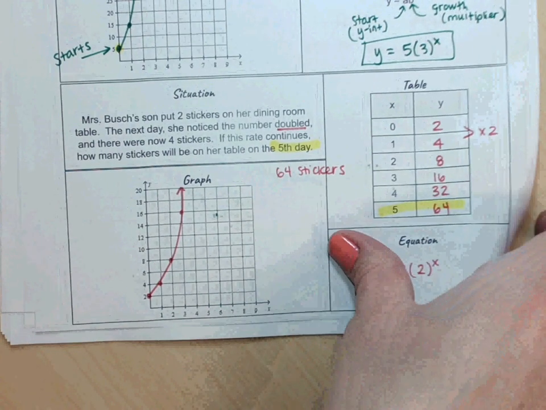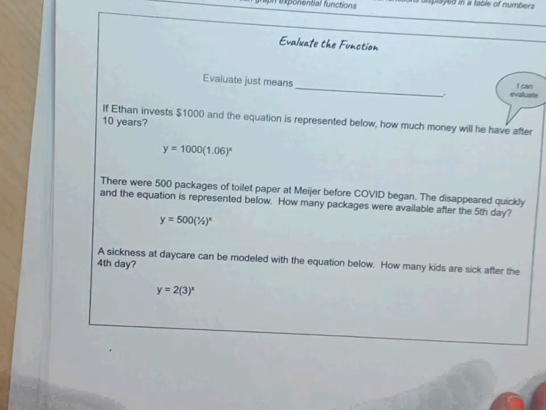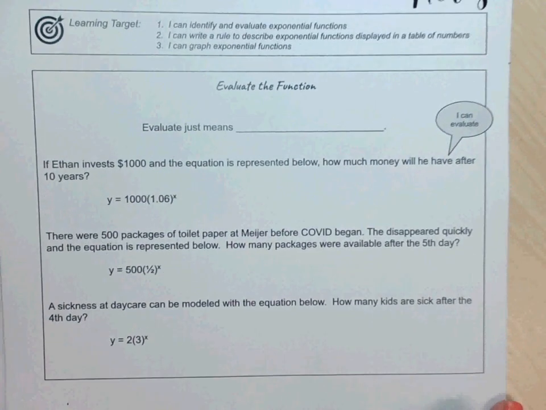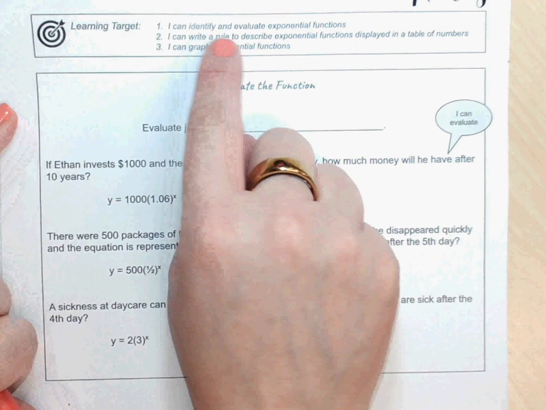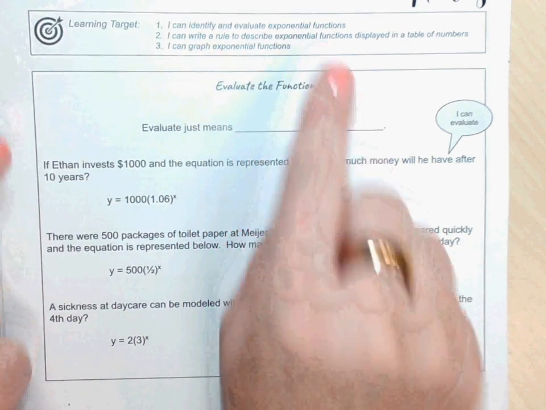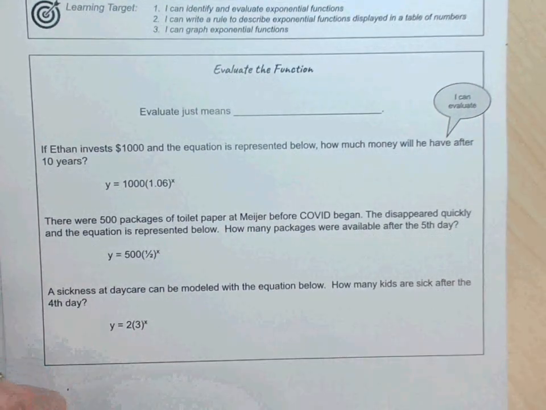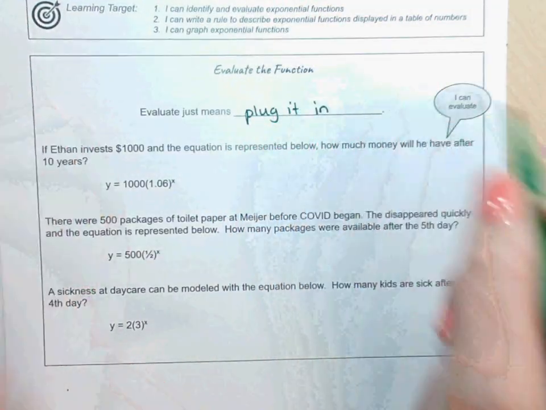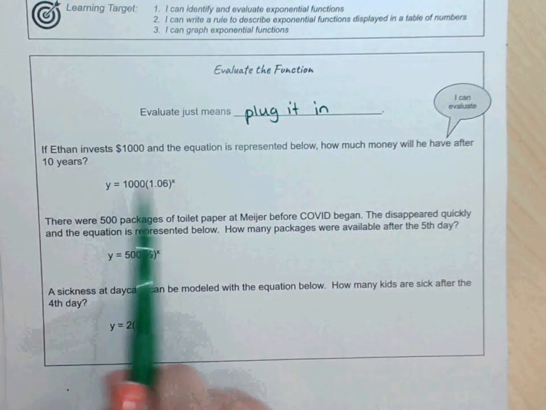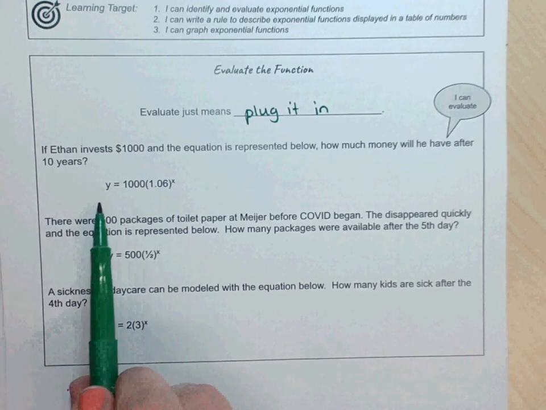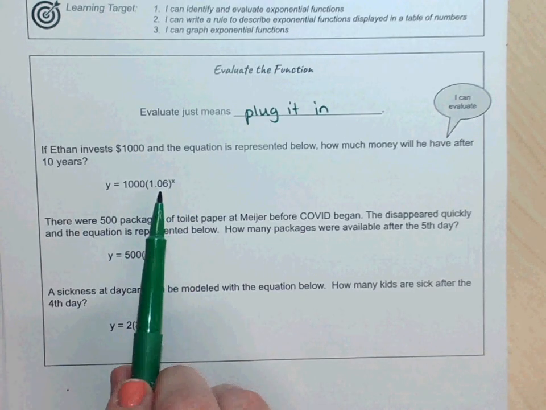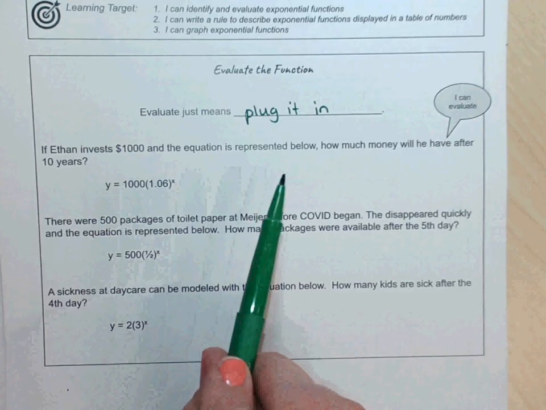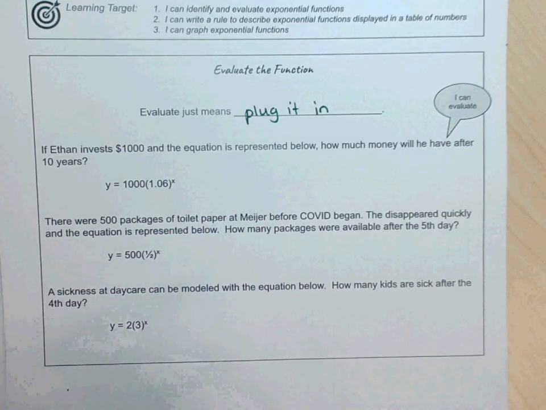All right, the last thing here, evaluate the function. So this is kind of coming back up to identify and evaluate the exponential functions. Evaluate just means plug it in. So for each of these, we're being given a little bit of a scenario. The equation is already given to us, so we just need to figure out what number we need to plug in to answer the question.